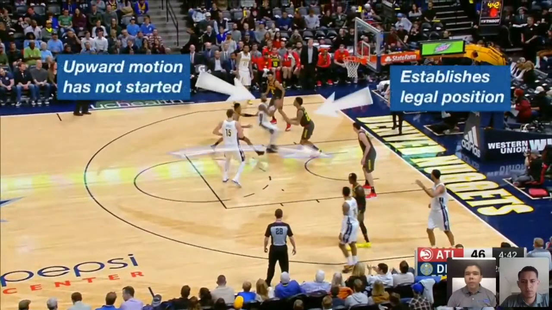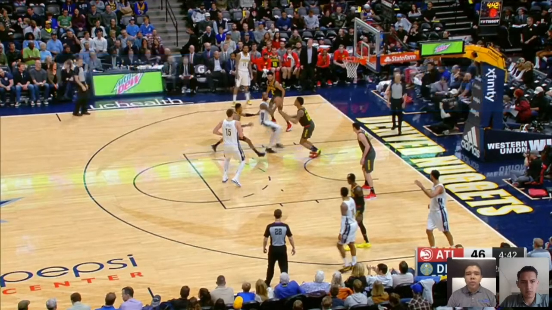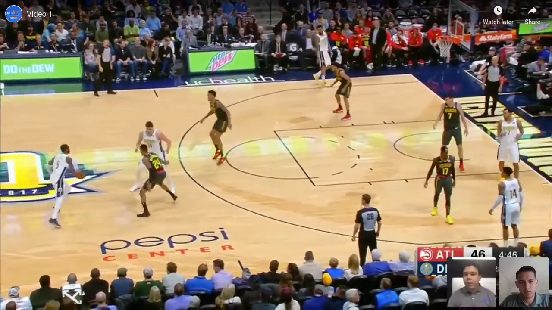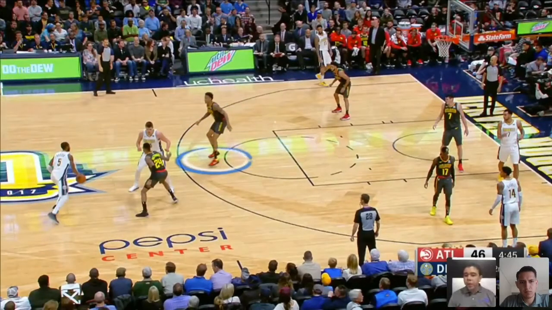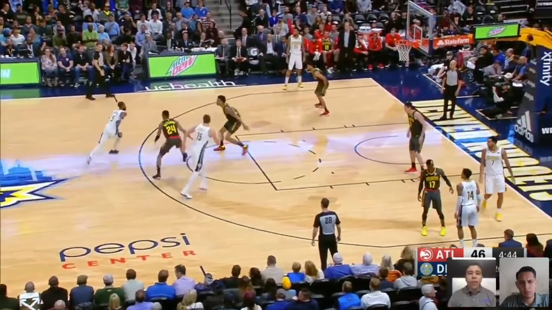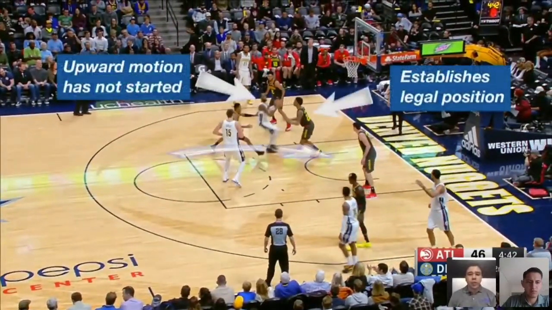So we're talking about the 3 steps or the 3 points of the principle. The first one, legal guarding position before the shooter goes airborne. The second one is to jump vertical or completely upwards. And the third one is if he remains vertical after he jumps.